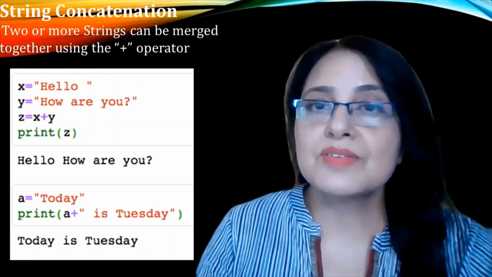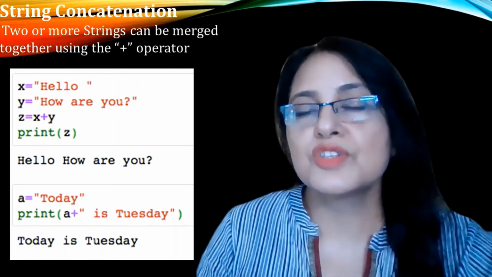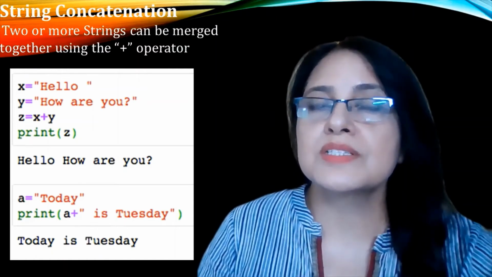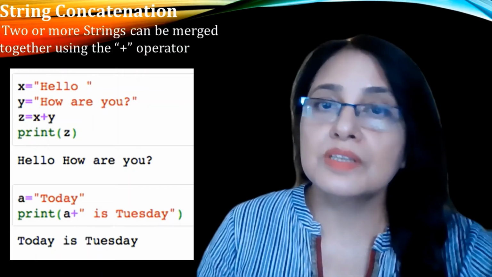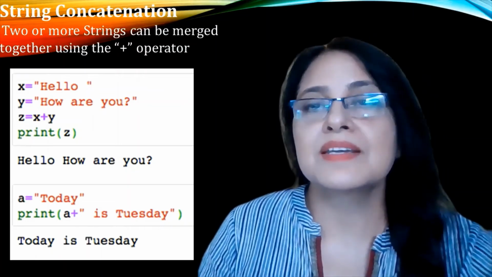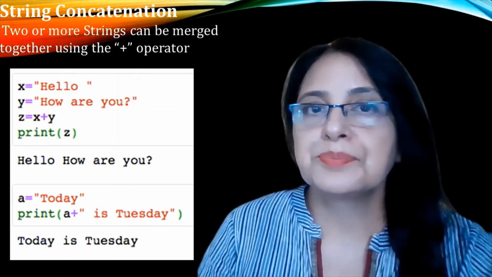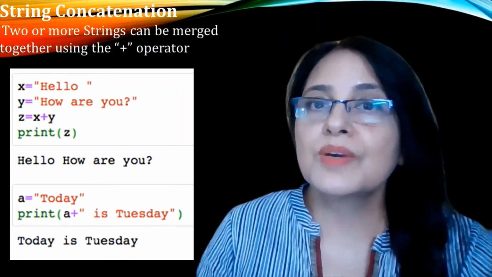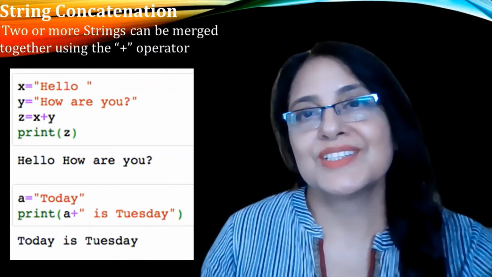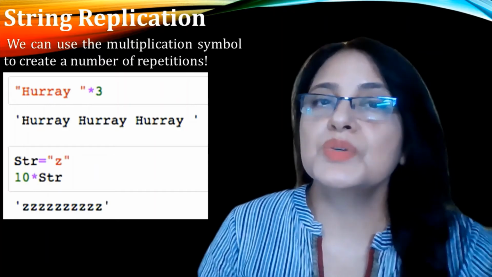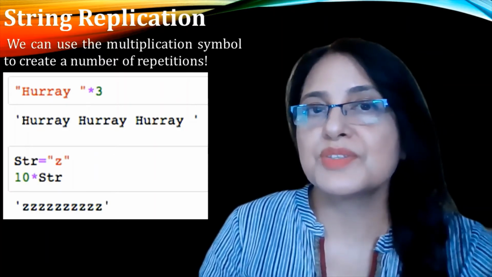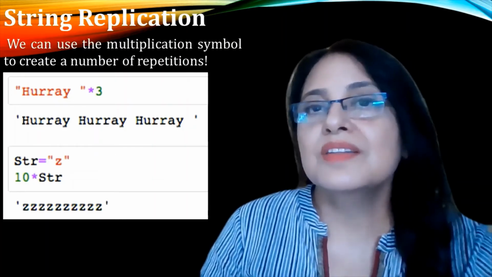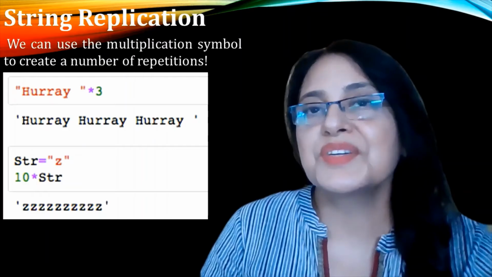The arithmetic plus operator can also be used to merge two strings. It's called string concatenation. So if we take two strings x and y, we can use a third string to store the concatenated version of x and y. We can also use a string variable with a literal to output the concatenated version. The multiplication symbol can be used to create a number of repetitions of the string. So for example, we take a string and multiply it by 3. The output will show us the string 3 times.